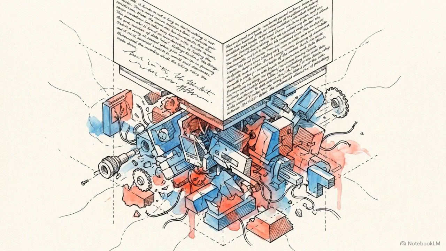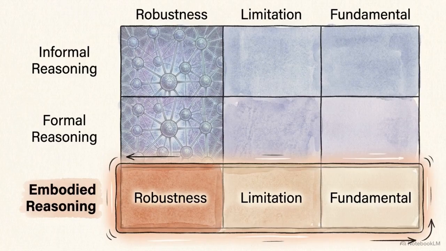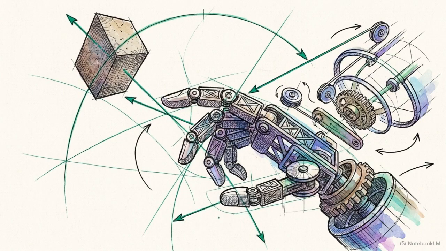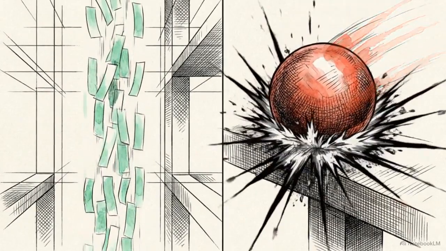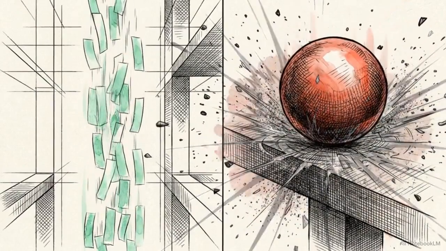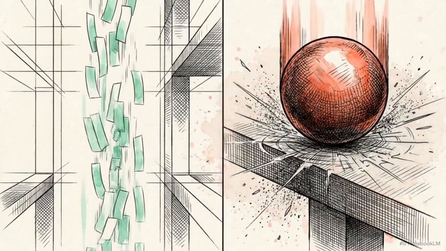In the bottom row of our taxonomy, we find embodied reasoning, the ability to interpret spatial relationships, predict physical dynamics, and execute 3D planning. The core limitation here is physical grounding. Large language models learn from disembodied text strings. They possess no sensory connection to the physical world.